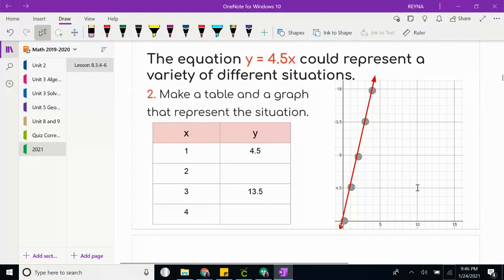Okay, so if I bought one bag of chips, that would be $4.50. If I bought 0 bags of chips, I would have to pay $0. If I bought 3 bags of chips, that would be $13.50. How much would it cost if I bought 2 bags of chips? You can go ahead and use this graph to help you figure out your answer.